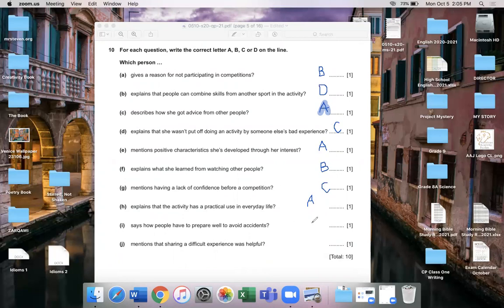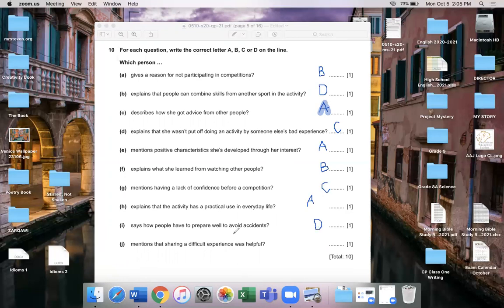Says how people have to prepare well to avoid accidents. Who comes to mind? I think the one who broke her shoulder probably, or no. I think it would be the last one because he said I have to check for safety the landing spots and the other stuff mentioned for safety.